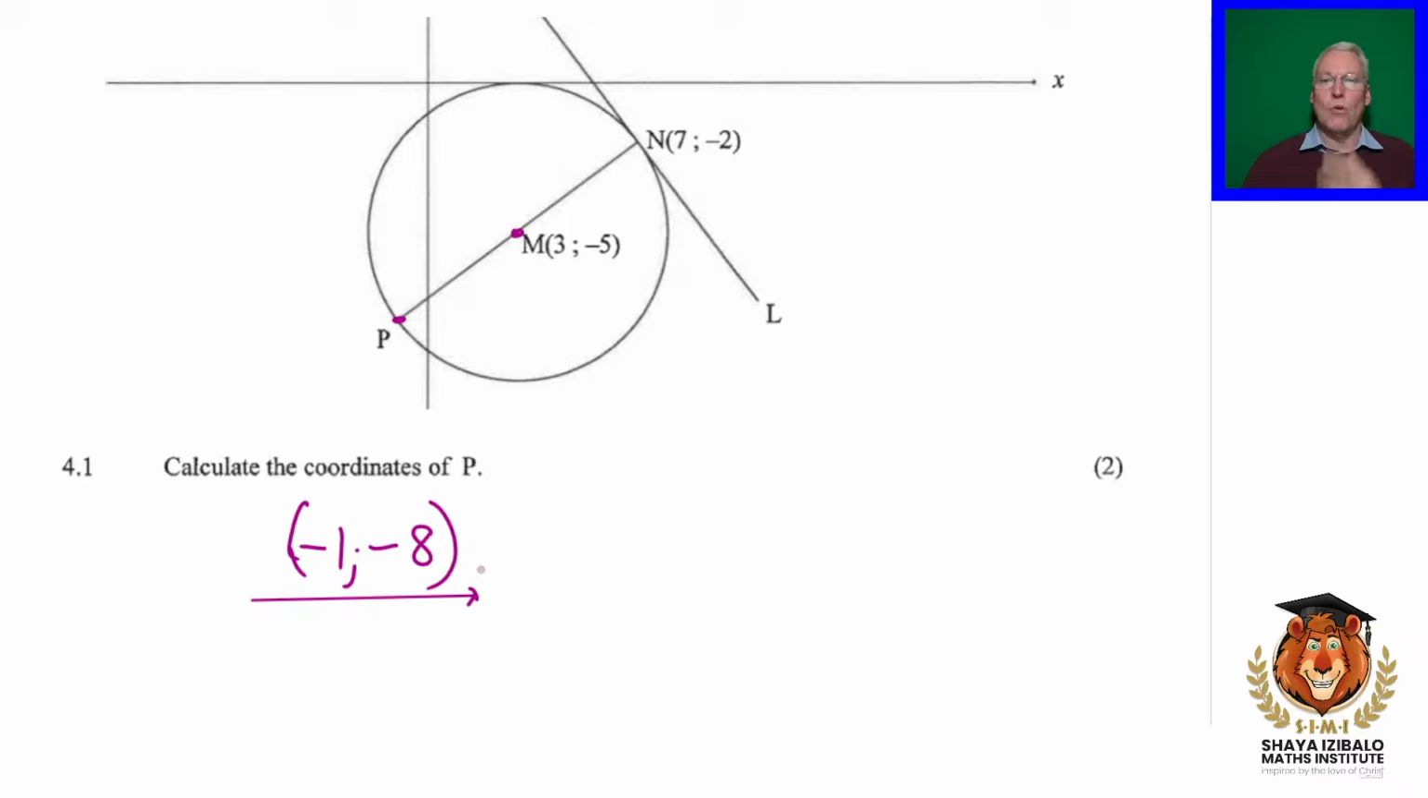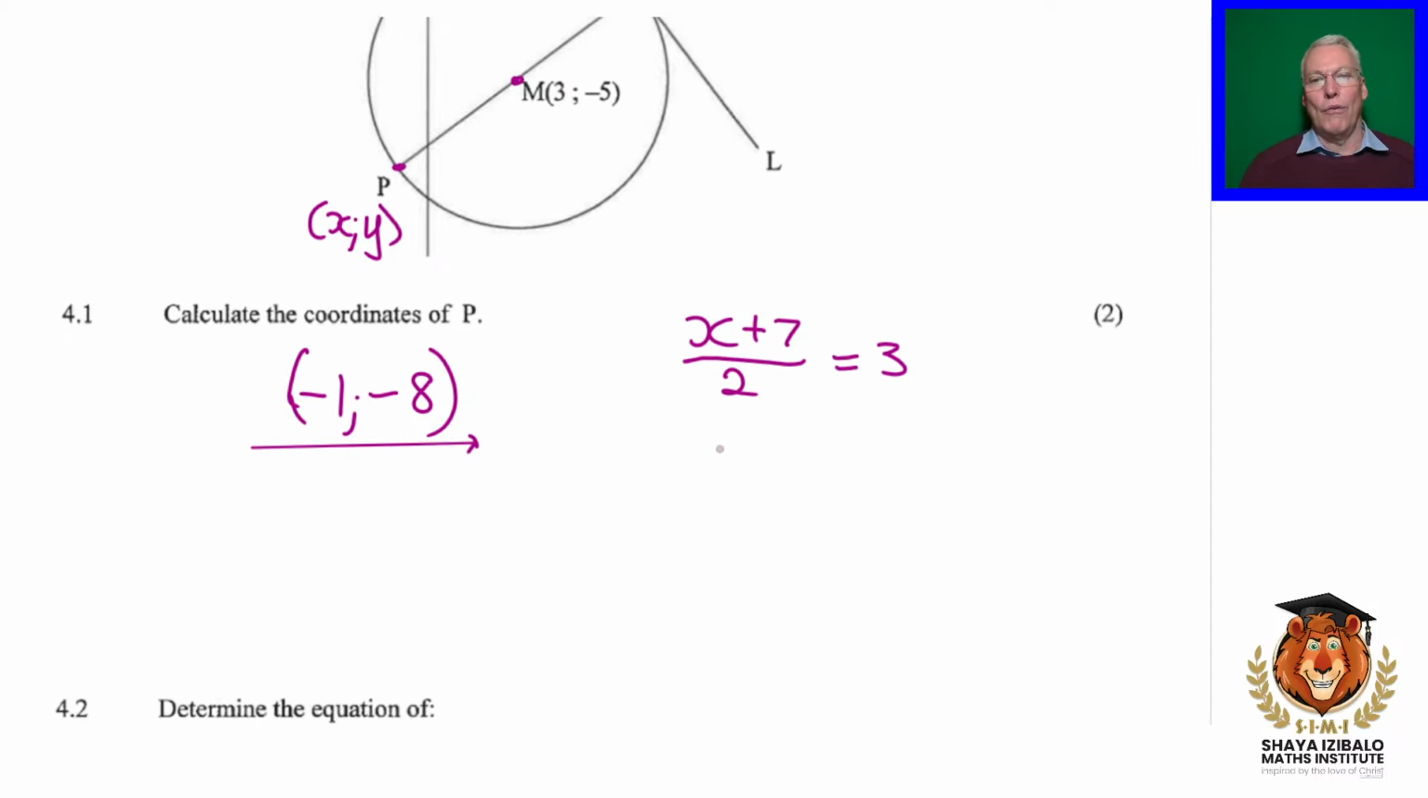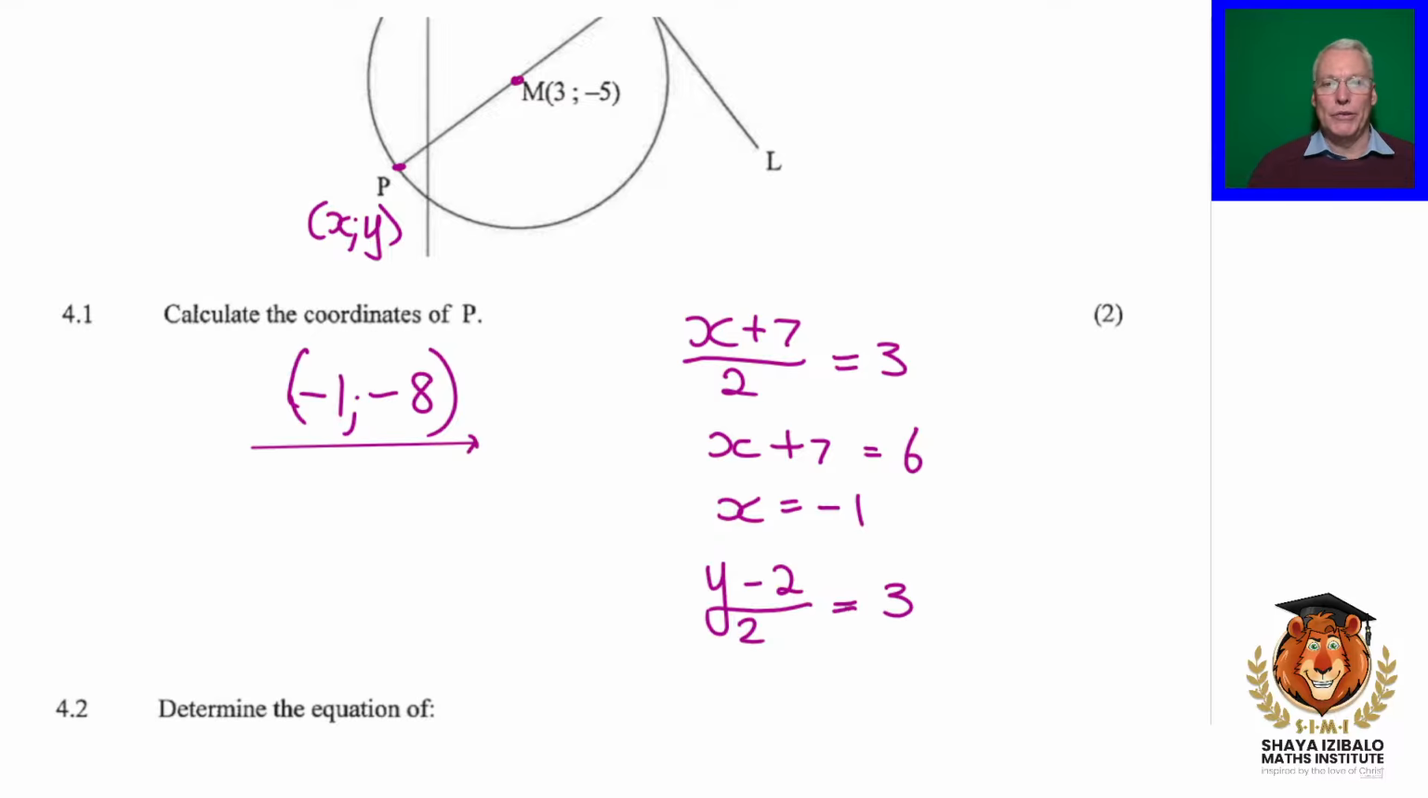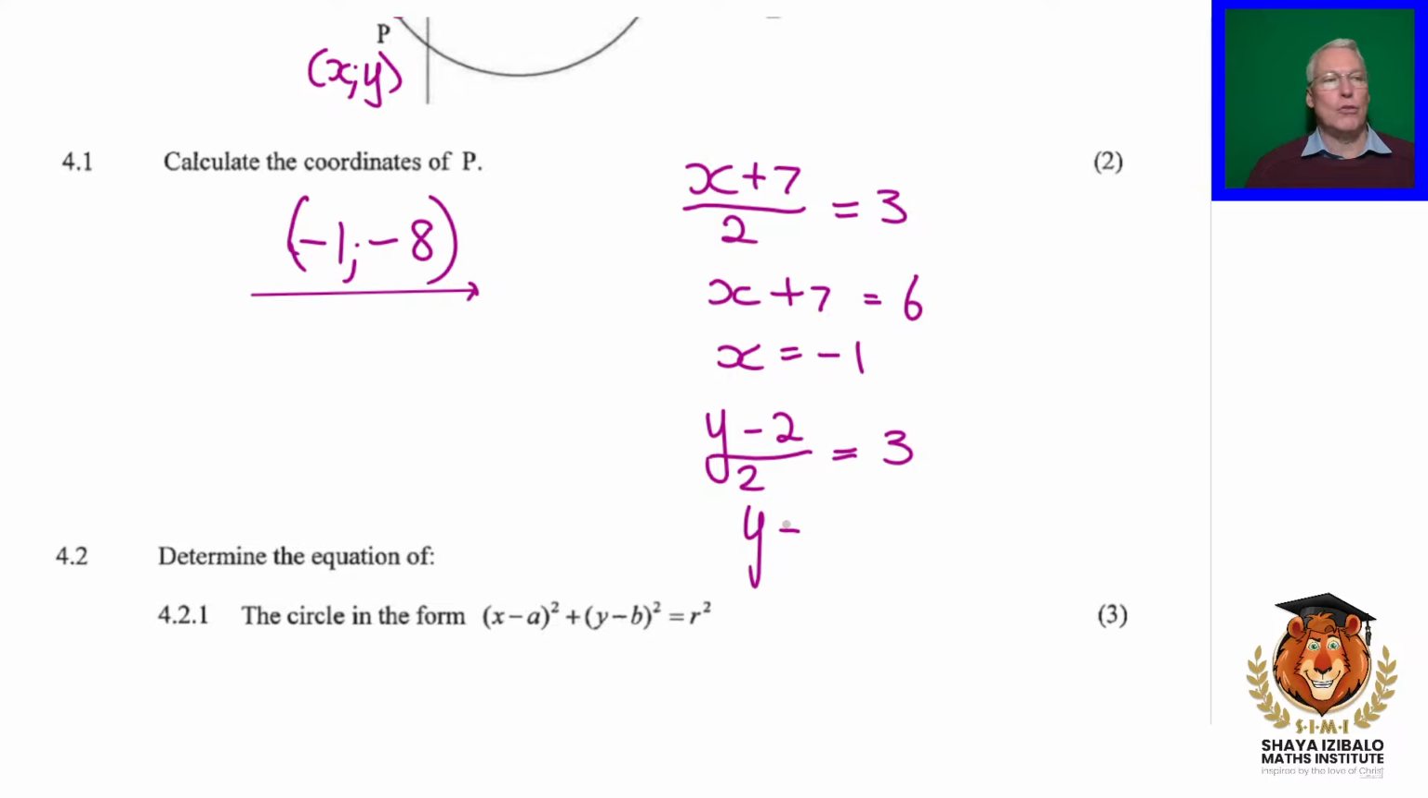If you want to use your midpoint formula, you could let P be the point (x, y). Then remember that (x + 7)/2 must give us the x value of this midpoint, in other words, must give us 3. Now we've got an equation with only one variable, and we can solve for that. Multiplying both sides by 2, we get x + 7 = 6. Subtract 7 from both sides, we get x = -1. We do exactly the same with the y values: (y - 2)/2 must equal 3. Multiply both sides by 2 to get y - 2 = 8.